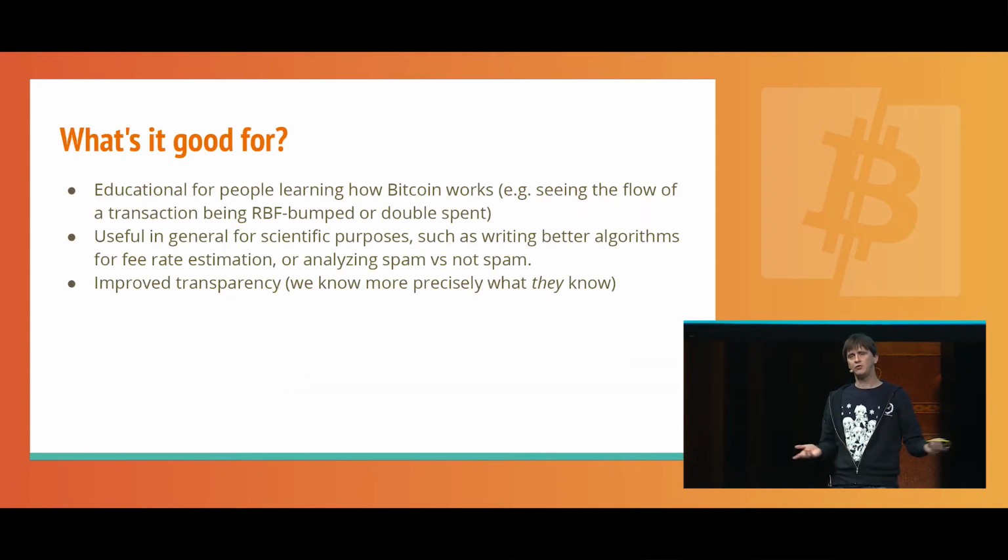And what's it good for? Like I told you before, the Antpool thing. I don't think it would be possible to figure that out unless you had some kind of tool like this. It can be educational for people learning about Bitcoin. You can see exactly what happens if I RBF bump something, or what happens if something is double spent. For scientific purposes, it could be useful to have. Fee estimation, or analyzing spam if you want to do that, and also it proves transparency, like we know more precisely what they know.